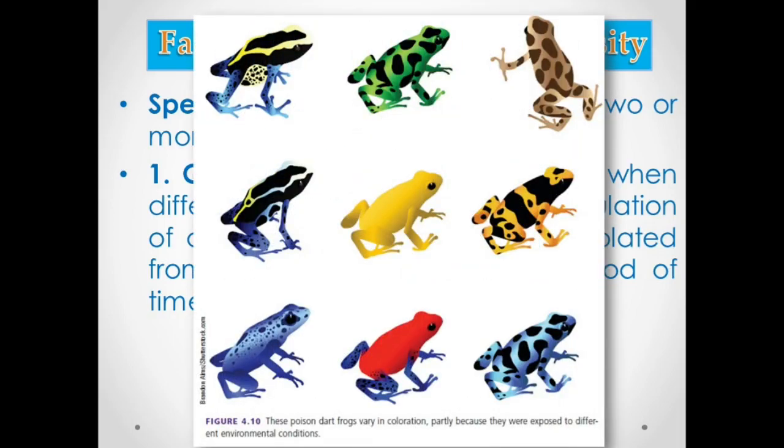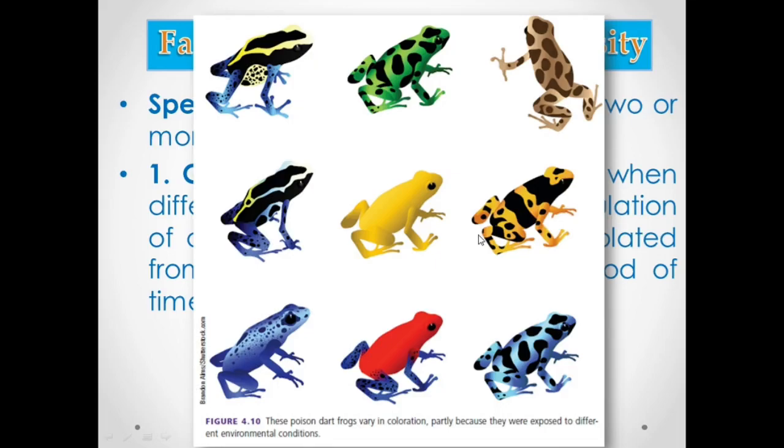An example of geographical isolation is the poison dart frogs. Living on different lands or in different parts of the region can have dramatic differences on the coloration of the dart frogs. These poison dart frogs vary in coloration partly because they were exposed to different environmental conditions. If they are not isolated in only one type of environment, then they could have a variety of species, just like these poison dart frogs.